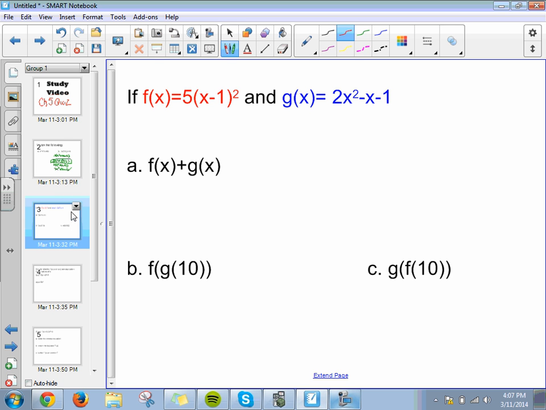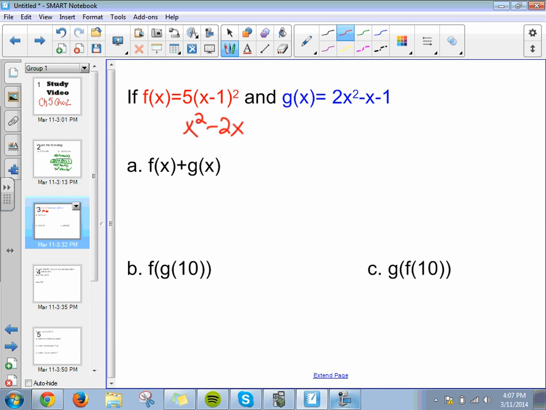So if I'm adding them together, real easy. First, what I want to do with my f of x function is take it and simplify it down so that I can see all the different factors. So we'll have x minus 1 squared is really x squared.